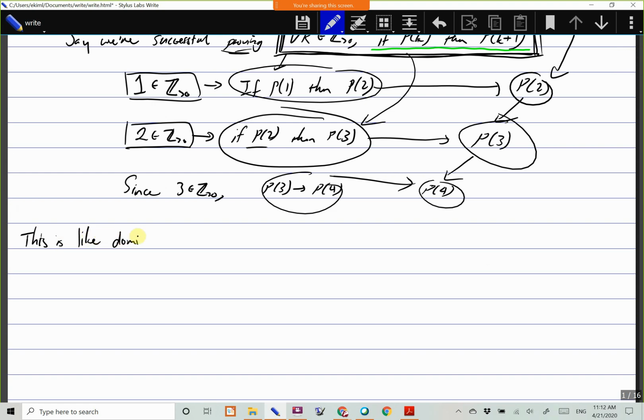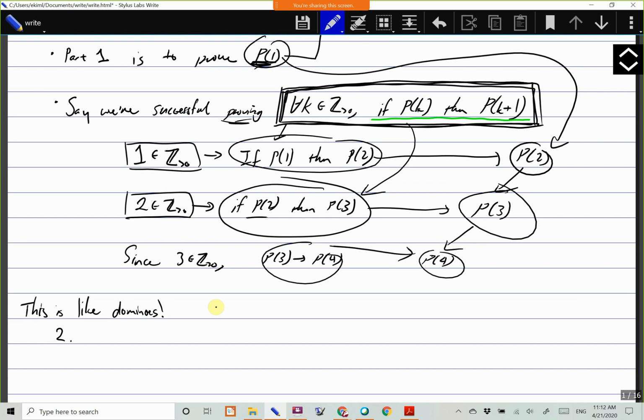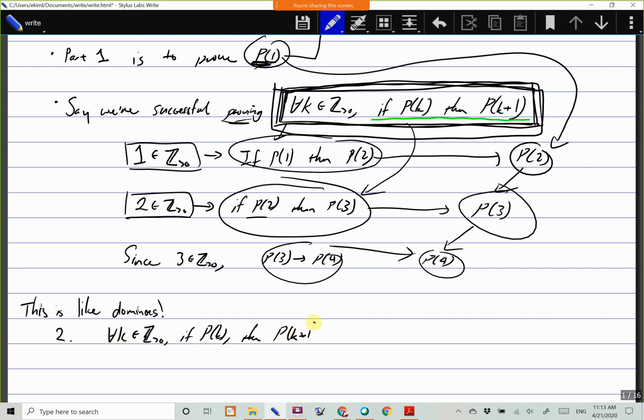dominoes. Right? So if you've set up a bunch of dominoes and you hit a domino, then each one's going to cascade and the next one's going to fall over. For part 2, we look at this statement that's still boxed up here. For every k in positive integers, if p of k, then p of k plus 1. It's not a perfect analogy, but I want you to have this cartoon idea of proving this part to be true. If you know this is true for all k in positive integers, if p of k, then p of k plus 1. What is this statement?